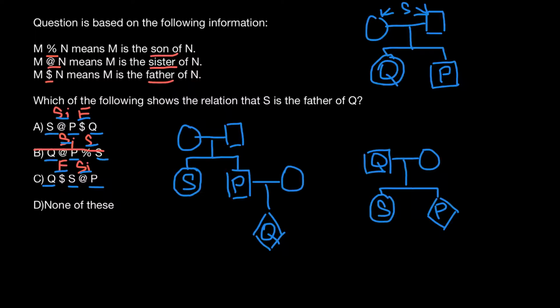So again, we cannot tell for sure that S is a father of Q. It could be a father, but we cannot tell for sure. It can be a mother too. So again, we have to choose the answer D.